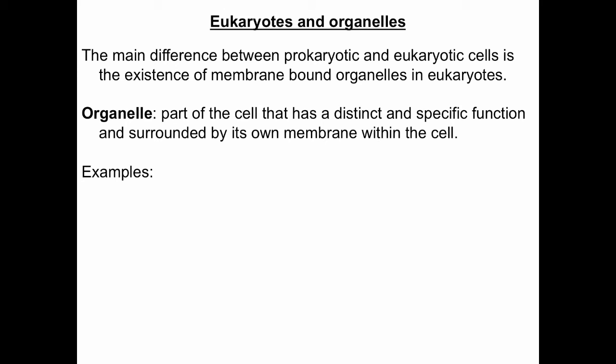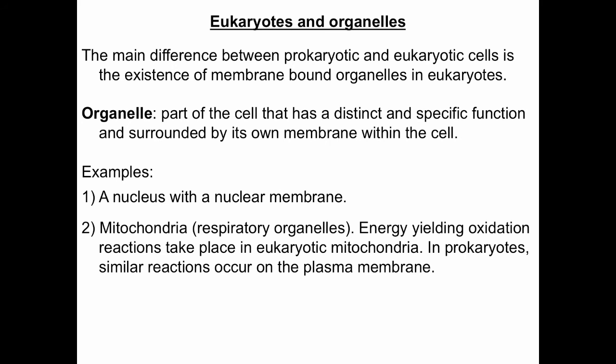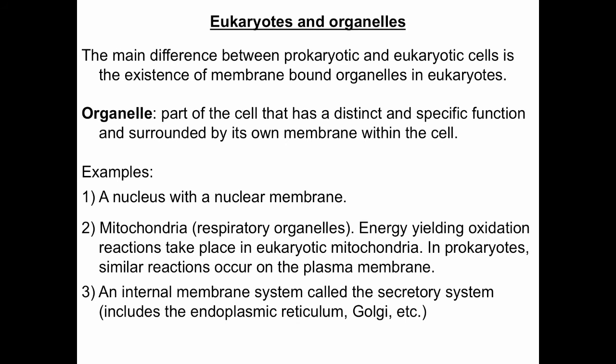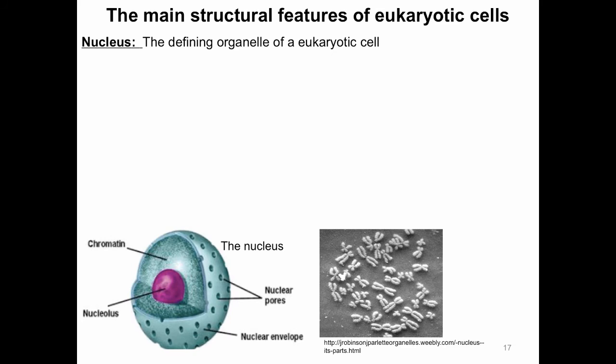Examples of organelles include a nucleus with a nuclear membrane, and respiratory organelles called mitochondria. These are structures in which energy-yielding oxidation reactions take place in eukaryotes. In prokaryotes, similar reactions occur on the plasma membrane. Another example is an internal membrane system called the secretory system, which includes organelles such as endoplasmic reticulum and Golgi. The presence of a nucleus in a eukaryotic cell is the defining organelle of eukaryotes.